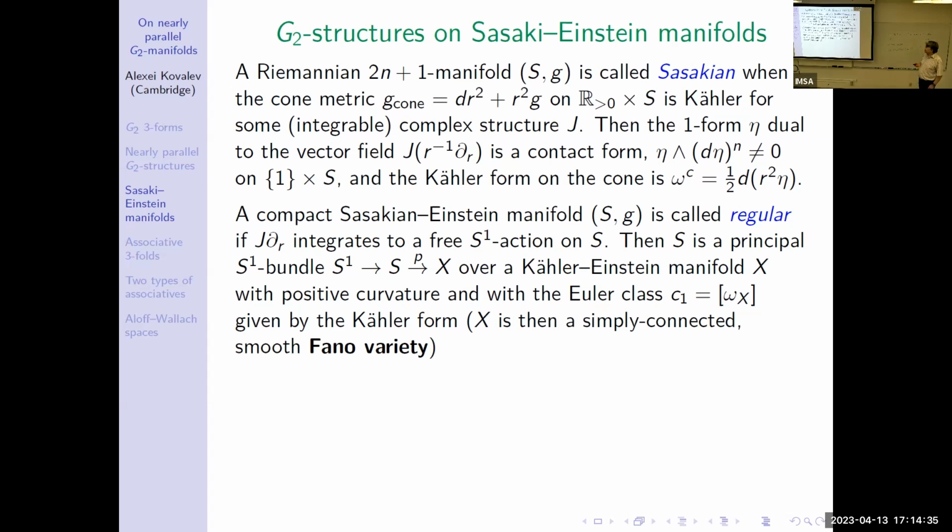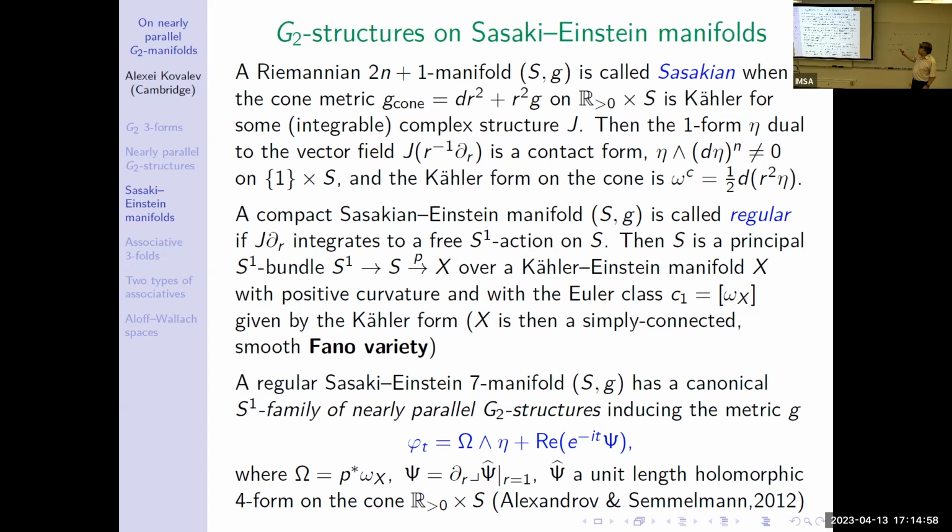Moreover, the Euler class of the circle bundle will be given by the Kähler form. That's of interest because the manifold X will actually be algebraic and simply connected. This is a smooth Fano variety, meaning that its Hodge class is represented by a positive (1,1)-form.